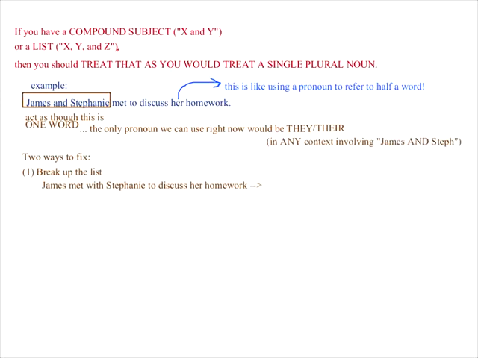So if that doesn't clear that up, then just type again. One way to handle this is to break up the list. James met with Stephanie to discuss her homework. This is okay, because now her is Stephanie's. The other way to do it is to just repeat words. So if you say something like, James met with Stephanie to discuss Stephanie's homework. This is okay.